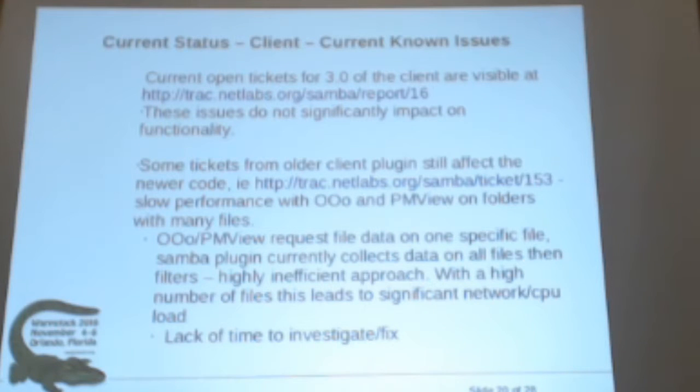And so if you've got 1,000 files in a folder, OpenOffice or PMView will ask 1,000 times for the data on each individual file, but each time the Samba plugin will request the data on all 1,000 files. So that leads to a high CPU load and high network load. I know what the issue is, I'm just not sure yet how to fix it. Hopefully I've got about a 3-week vacation over Christmas when the plant shuts down for the Christmas shutdown. So hopefully over Christmas I'll have some time to look at that ticket.